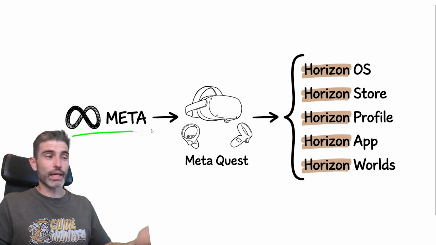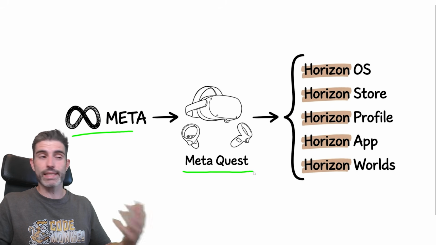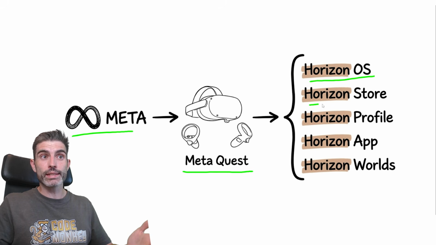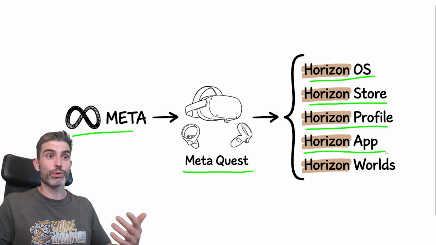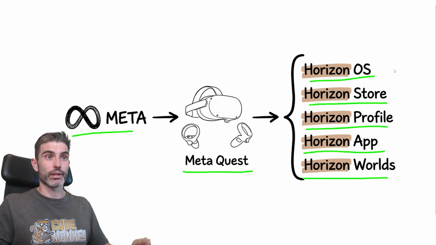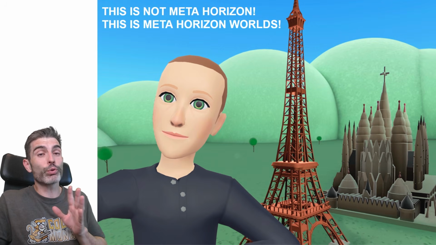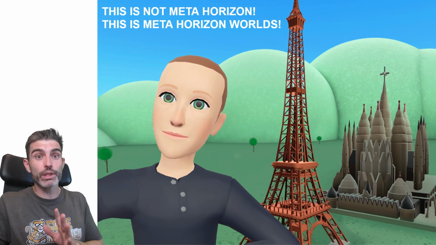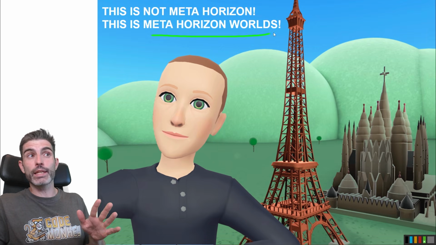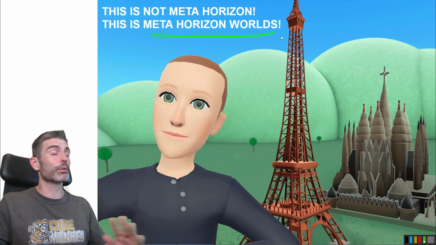You've got Meta, the actual company, and the company makes the MetaQuest, that's the headset. And then you've got the Horizon OS, the Horizon Store, the Horizon Profile, you've got Horizon Apps, and you've got Horizon Worlds. These are all separate things. And importantly, if you are making VR games, if you are making standalone Unity VR games, that has nothing to do with Meta Horizon Worlds, that is something completely different.